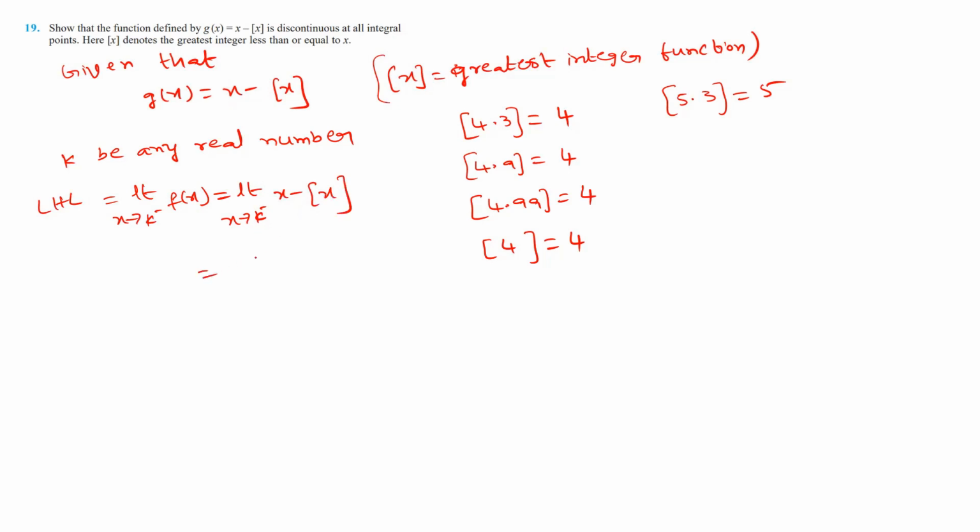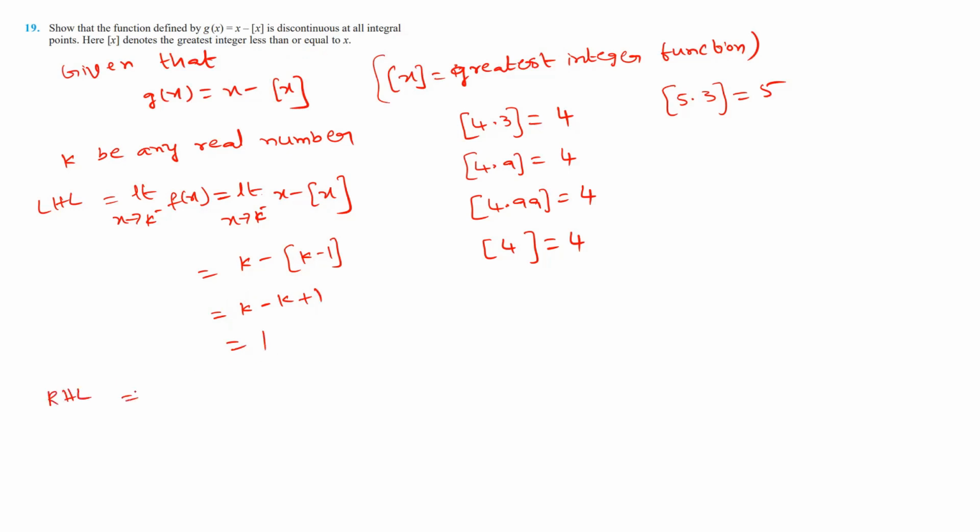Okay, so this is negative. What do we get here? If you substitute for k minus, we get k minus 1. Why? Because for the greatest integer function, for values less than k, we take k minus 1 only. So substituting, minus into k is minus k, minus into minus is plus 1, and plus k minus k get cancelled. We get the answer as 1.